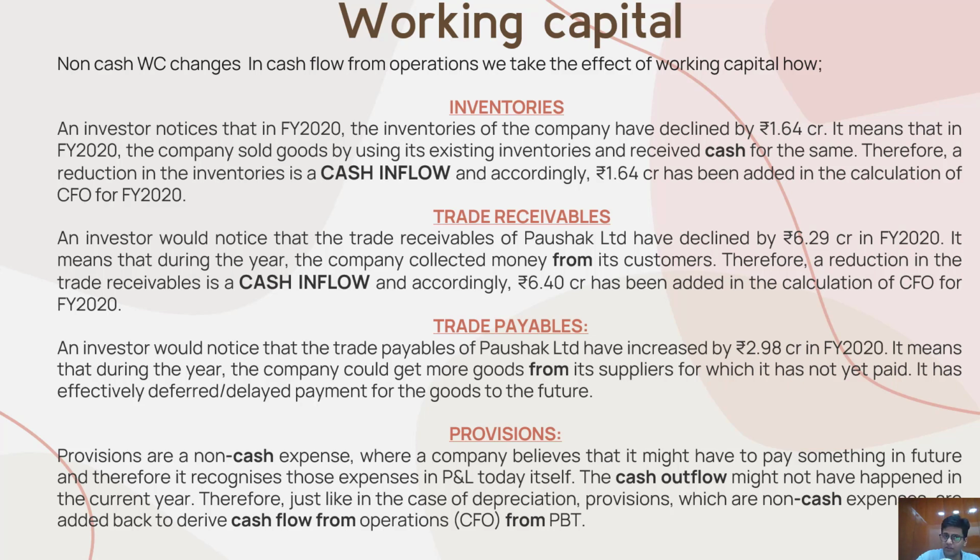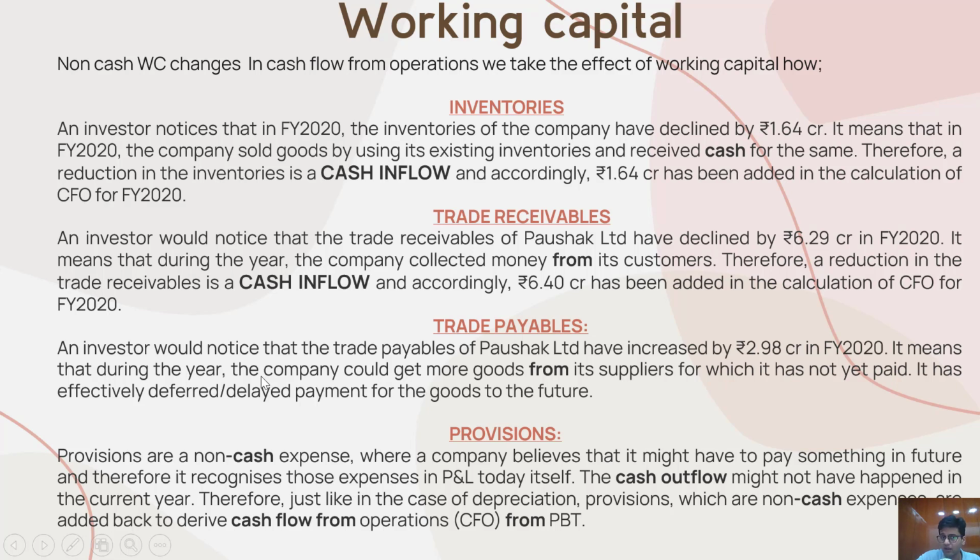Another way to look at trade receivables, as we notice in Poshak Limited, the trade receivables had declined by 6.29 crores. It means that during that year, the company did what? The company collected money from its debtors or accounts receivable or customers. That is why a reduction in trade receivables is a cash inflow for Poshak Limited.